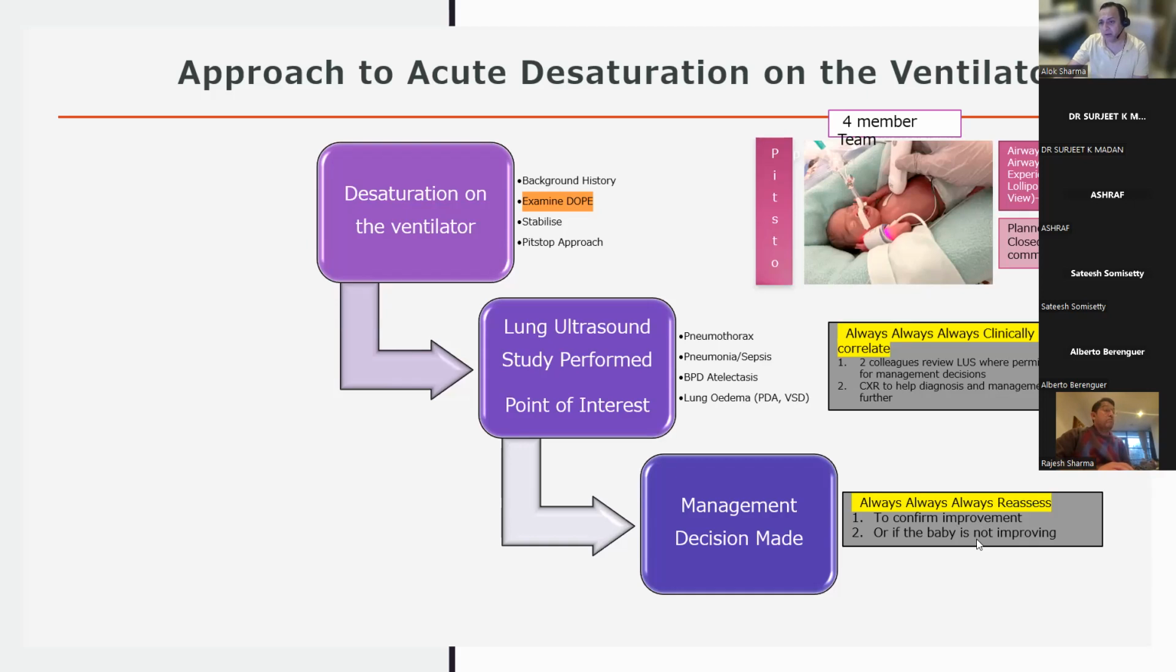If the baby is not improving and you're confused, just get a chest x-ray.